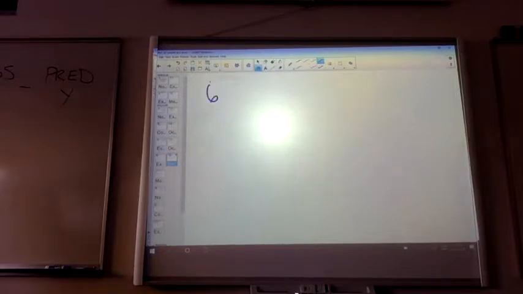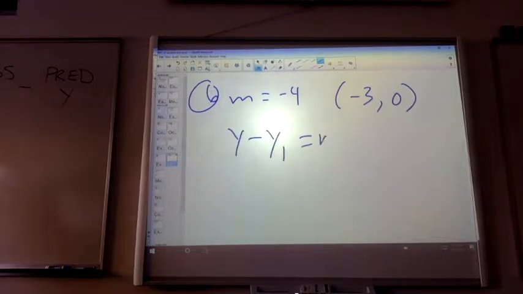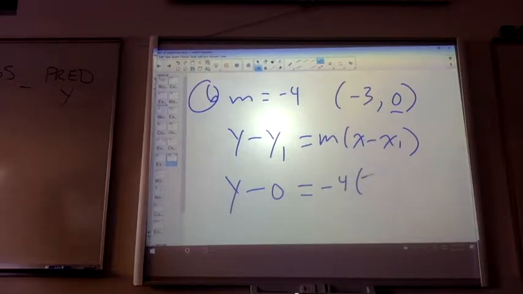6. M equals -4, and you have -3, 0. Your point slope form is this. So you're going to go y minus 0, or y plus 0, because 0 is signless. And then slope is this, and then x plus 3. Because it's in the problem, pay attention. That's 0. That was a 0. What else? 13.